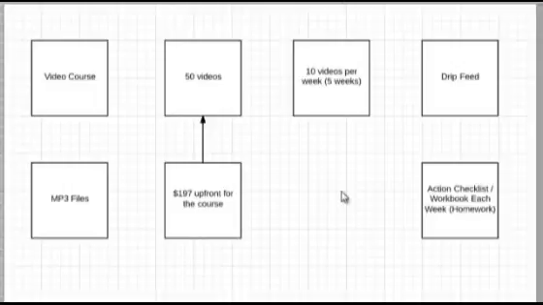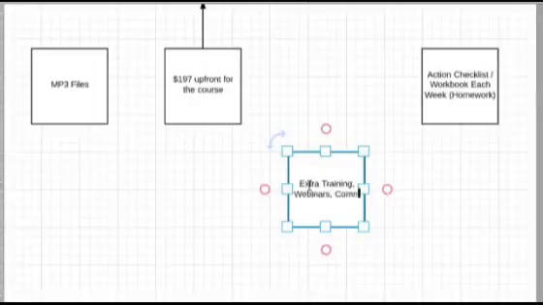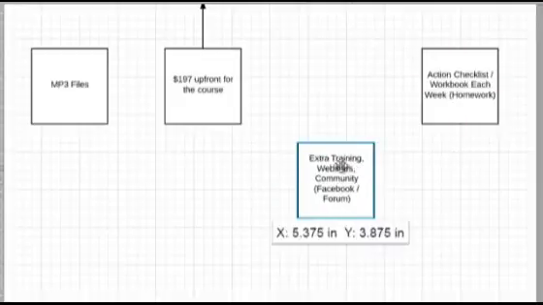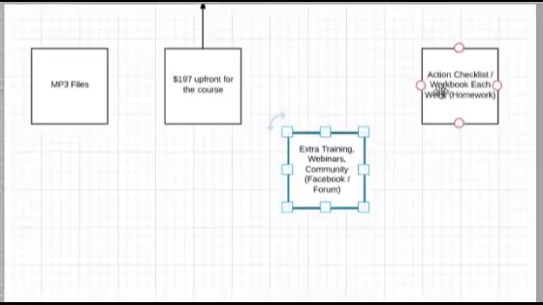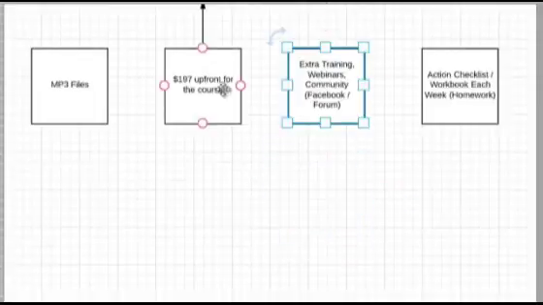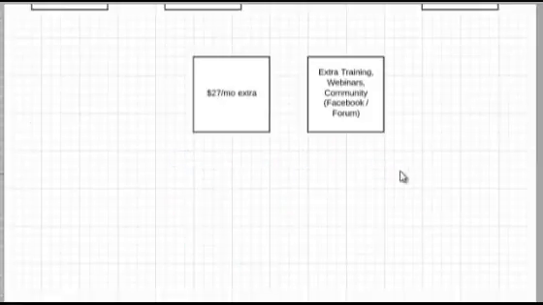So actually what you could do is add a component of a community. So we could say you could get extra training, extra webinars, extra community, like a Facebook community or something. Facebook or forum. I will say Facebook communities tend to be a little bit easier to manage. The forums are a little bit more difficult because you have more information. But all right, so as you can see here, let's just do $197, and then let's do a $27 per month. So we're going to tack that on.